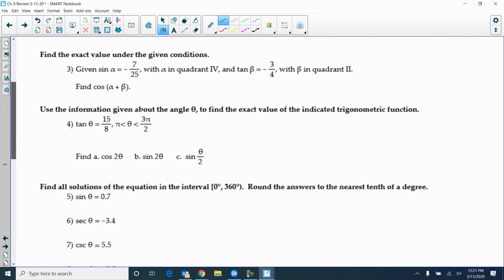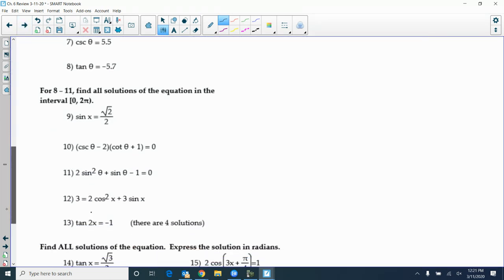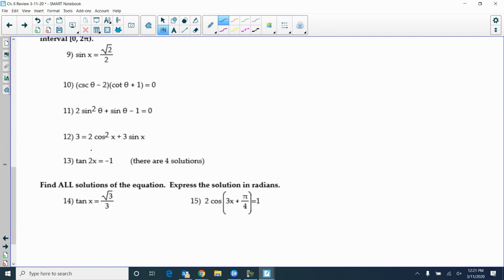Just work through the rest of this review, starting with 9. Now, number 13 here, this is one where you let theta equal 2x. And then you're going to let n equal 1, n equals 0, n equal 1, n equal 2. Figure out your answers, okay?